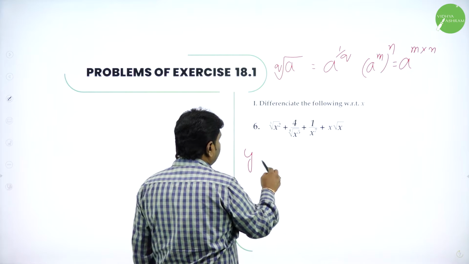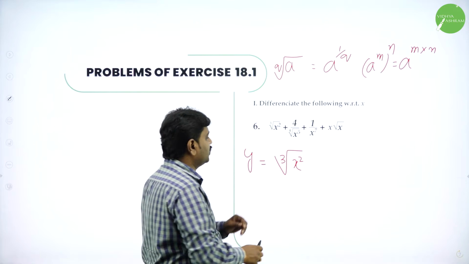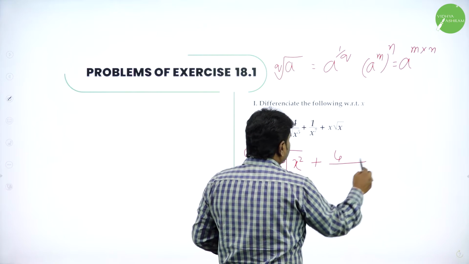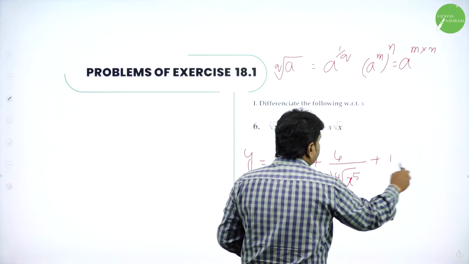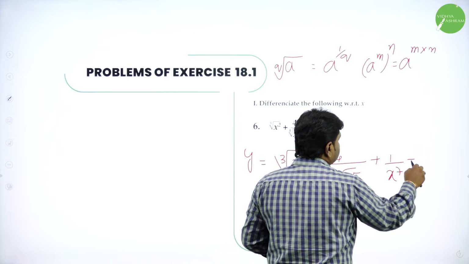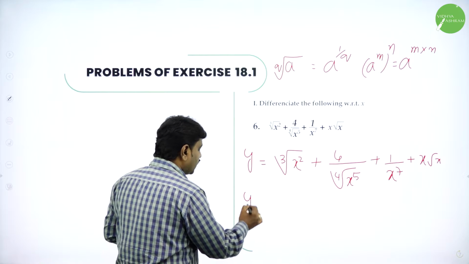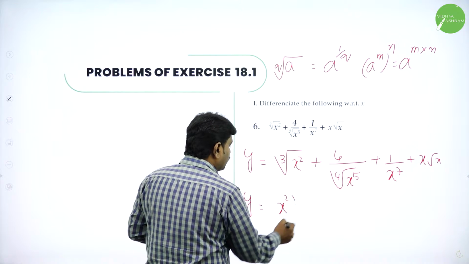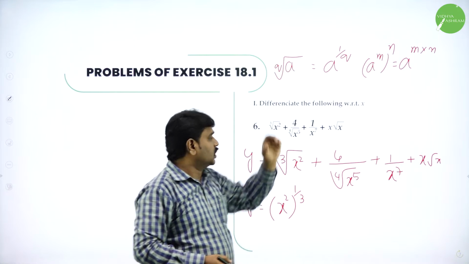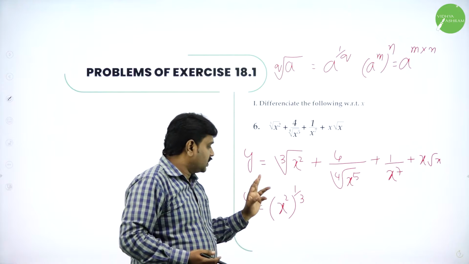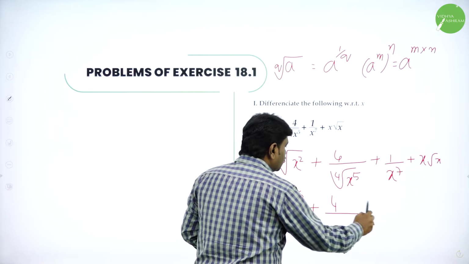So first given problem, y is equal to cube root of x square plus what is given, 4 by 4th root of x power 5 plus 1 by x power 7 plus x root x. This is given. Now first rewrite this. Can I write this as x square whole power 1 by 3? I just now told you cube root of a can be written as a power 1 by q. So cube root of x square can be written as x square power 1 by 3.